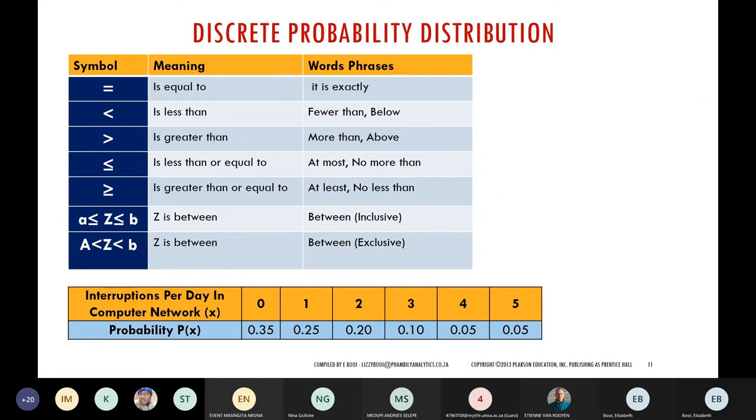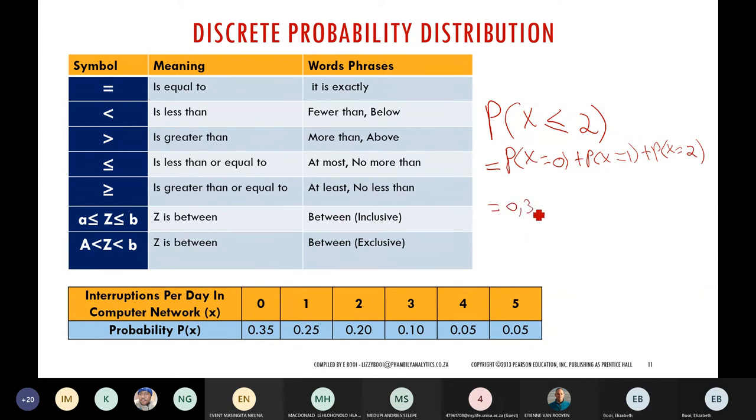What is the probability that x is less than or equal to 2? Two inclusive. 0.80. Yes, 0.80 will be the probability that x equals zero plus the probability that x equals one plus the probability that x equals two. And that will be 0.35 plus 0.25 plus 0.20, which is 0.80.